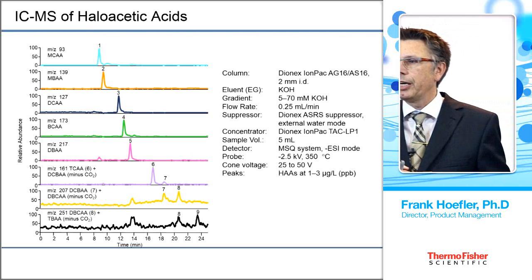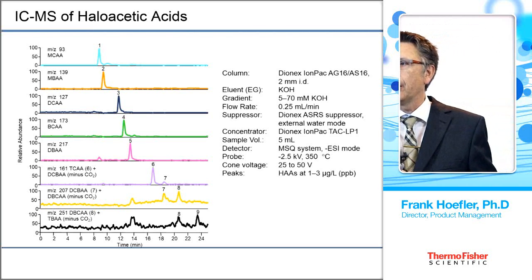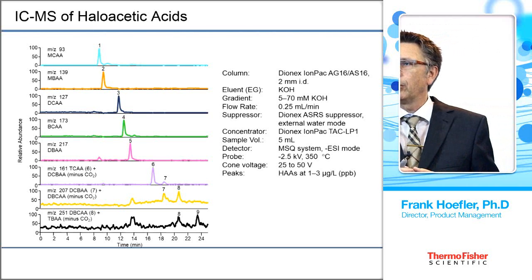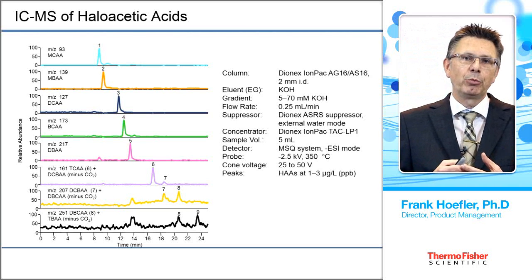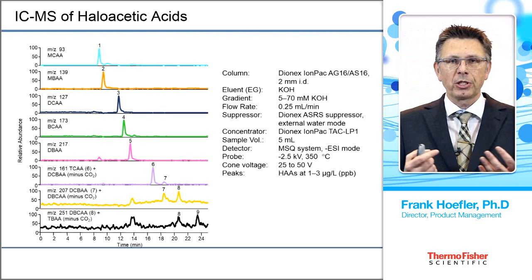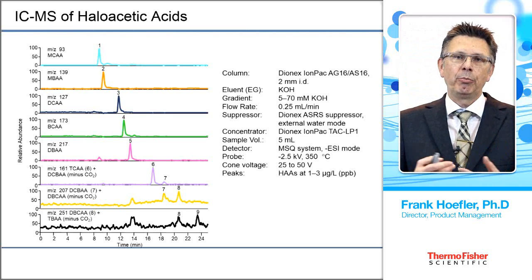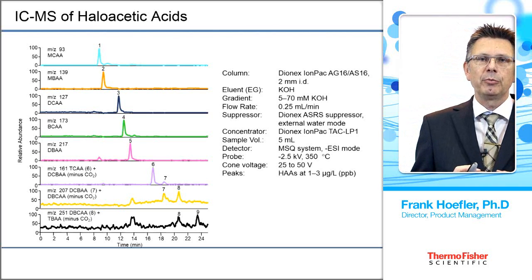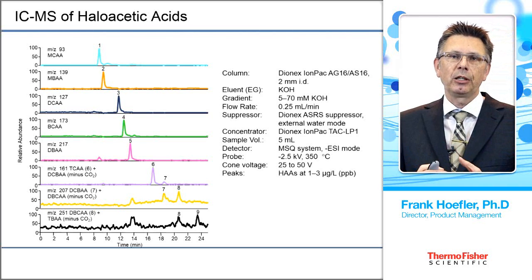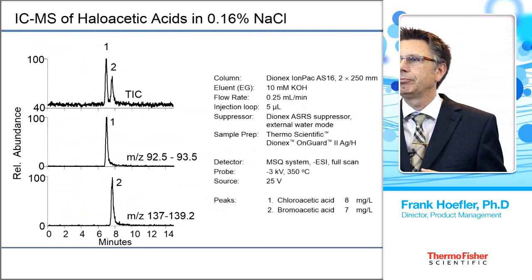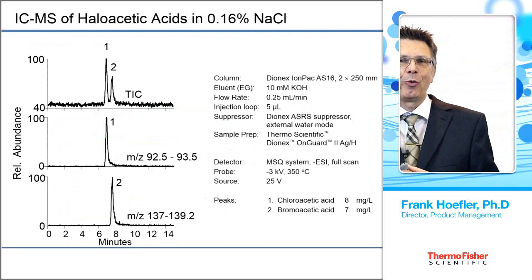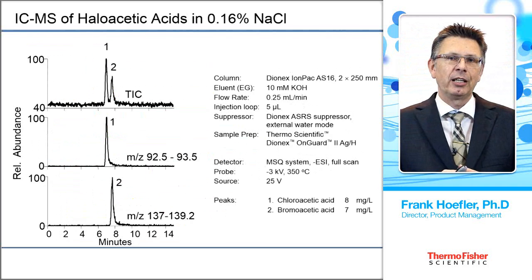Here we see a nice separation of 9 haloacetic acids, starting from the monochloroacetic acid up to dibromoacetic acids and so forth. And specifically, the brominated acetic acids are the ones which are thermally labile, and we perform the separation even on the IC column, typically at 15 degrees Celsius or below, to avoid that we see any thermal degradation of the analytes.